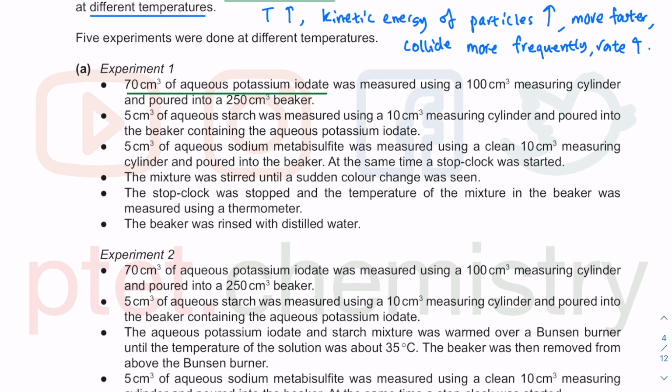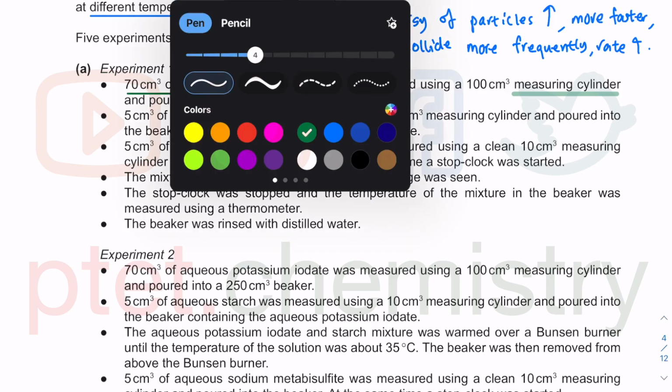So we have 70 cm cube. We use a measuring cylinder. Not the most accurate thing, but it's alright to measure volume of solution in the lab. So we're going to add 5 cm cube of aqueous starch.